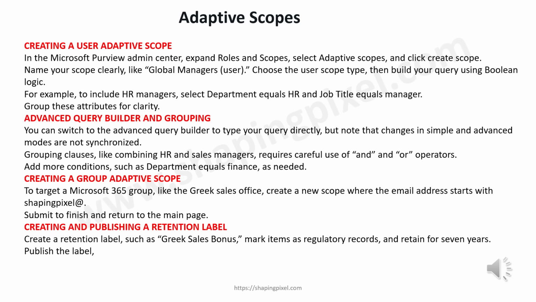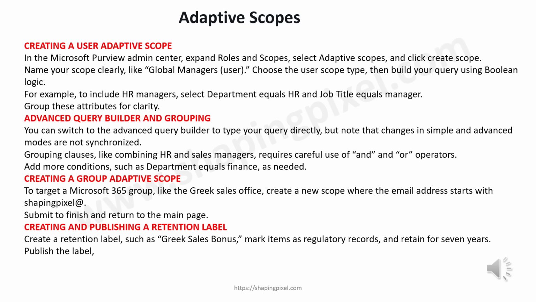You can switch to the Advanced Query Builder to type your query directly, but note that changes in simple and advanced modes are not synchronized. Grouping clauses, like combining HR and sales managers, requires careful use of and or operators. Add more conditions, such as department equals finance, as needed.